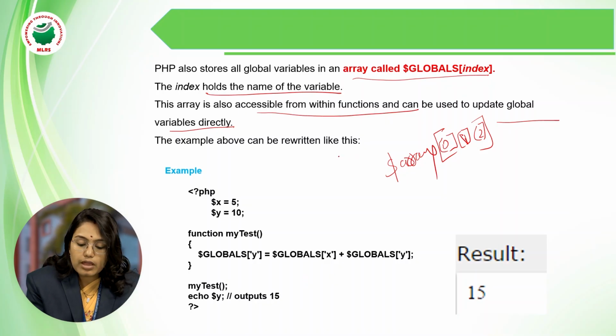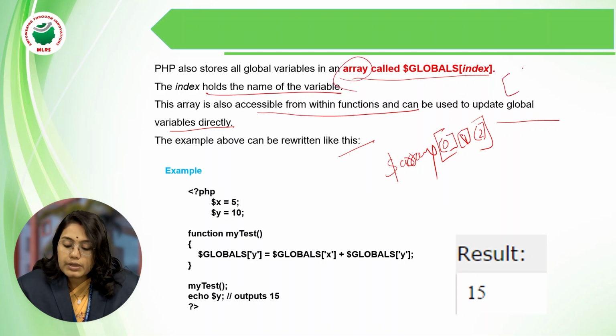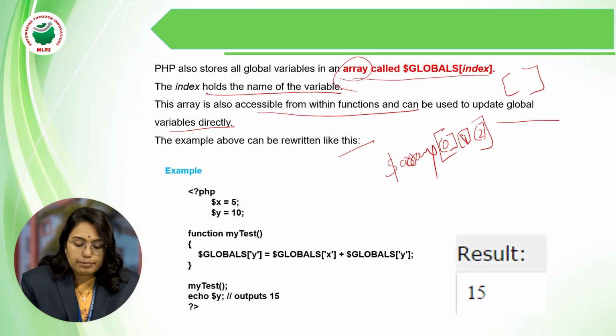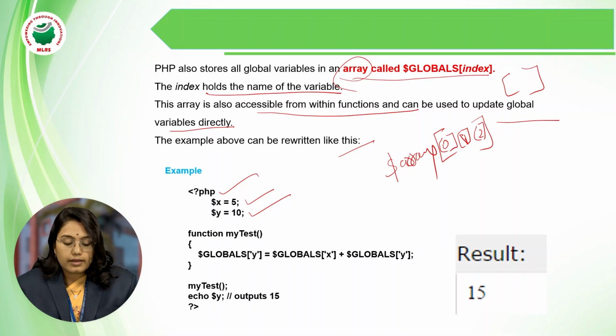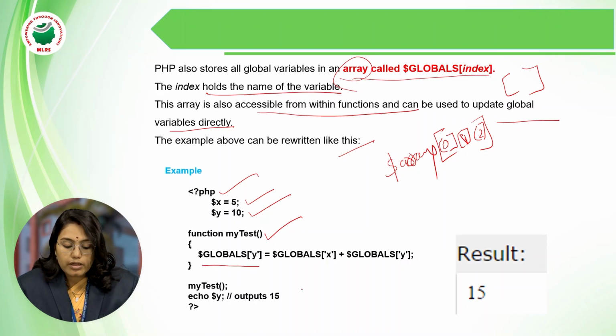So the example above can be written as follows. The main thing is that PHP can store the global variables in an array format called $GLOBALS[index name]. The index name is nothing but the name of the variable. Coming to the example, we are declaring the PHP syntax and two values, $x and $y, 5 and 10. We are opening the function, and here we declared $GLOBALS y. We want to print the y value.